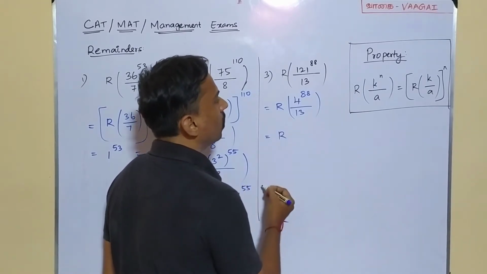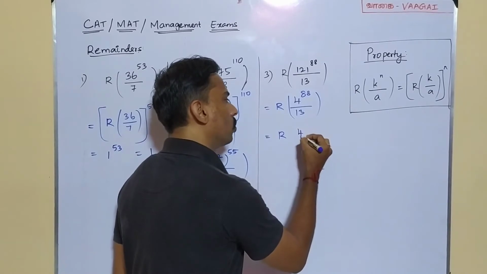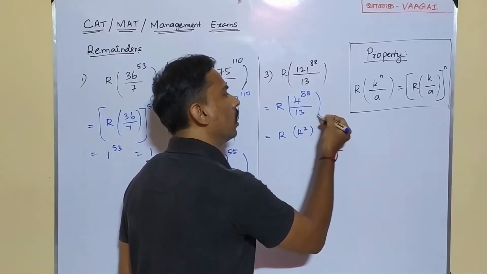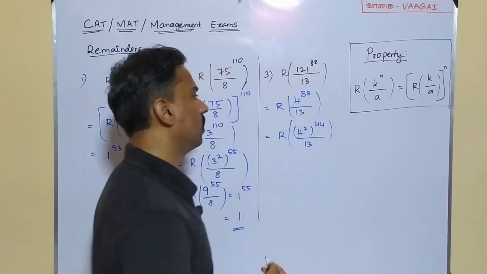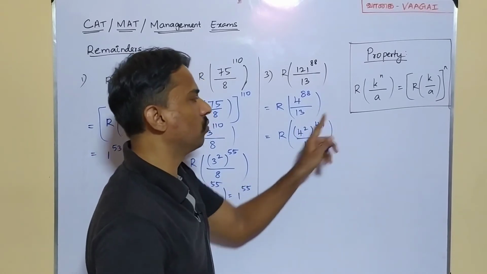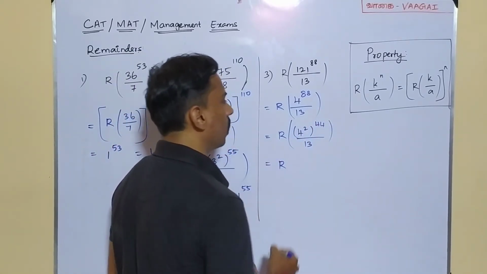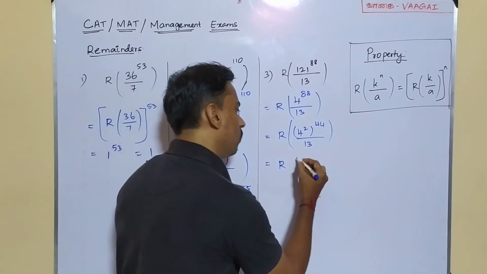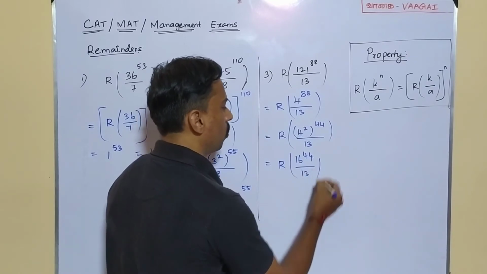So the remainder when we have 4 squares. If I write 4 square, I will write 4 square power 44 here. I hope you're able to understand this. So we can rewrite the remainder of 4 power 88 as 4 square raised to 44, divided by 13. We will be getting the remainder of 4 square, which we very well know is 16. So 16 power 44 by 13.